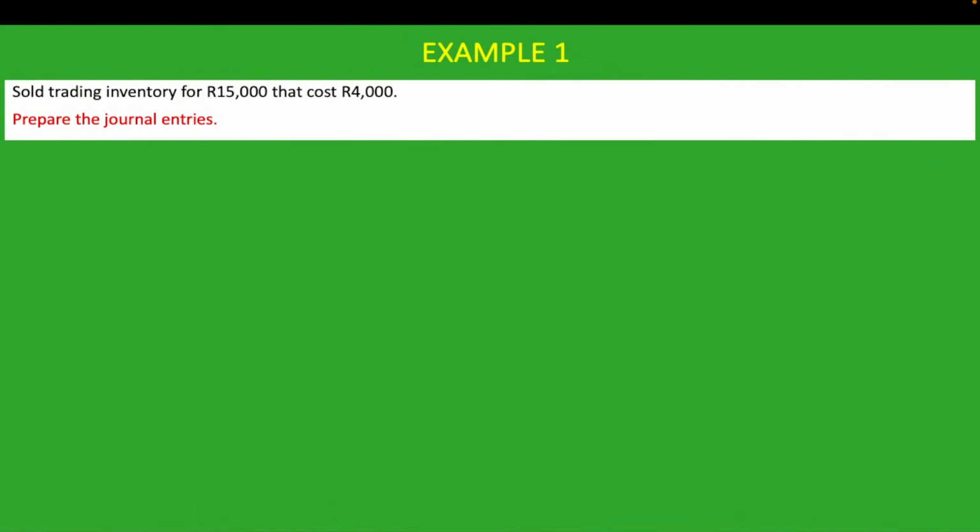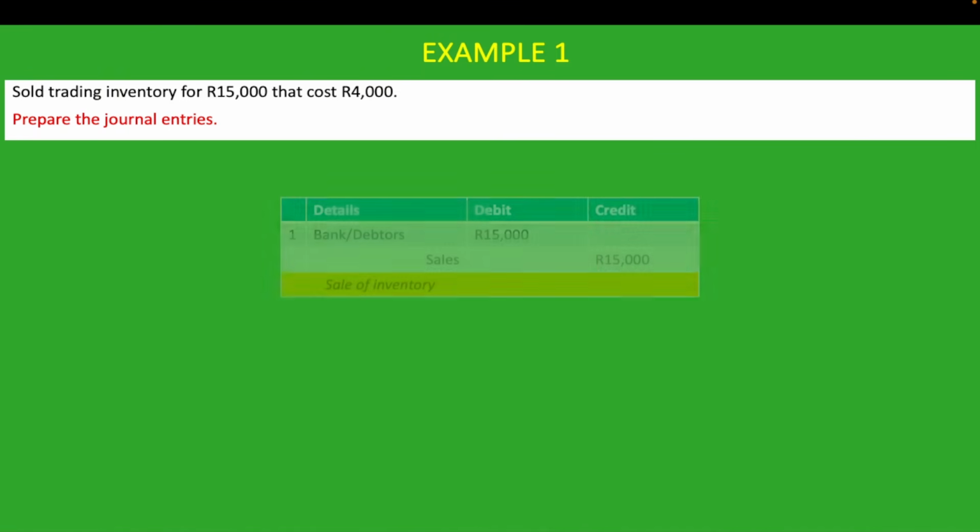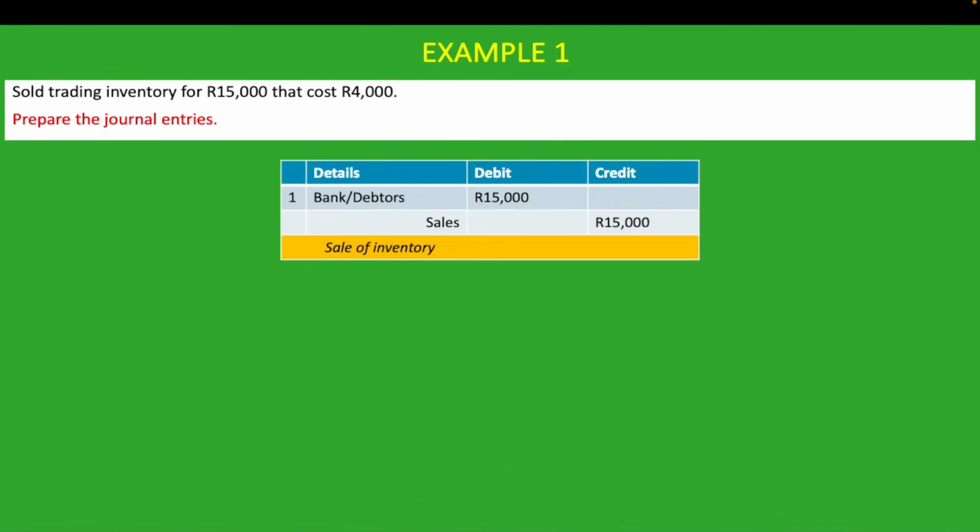And so what is our journal entry? Whenever we make a sale, we are either going to debit bank or debtors, depending on how we sold it. If we sold it on cash, we debit bank. If we sold it on credit, we debit debtors or trade receivables, and we credit sales. And here's how it's going to look. Debit bank or debtors 15,000 Rand, and credit sales 15,000 Rand, and that is for the sale of inventory. So if the person bought it on cash, as I've mentioned, you debit bank. If they bought it on credit, you debit debtors or trade receivables. And this is how you will always capture it, regardless of whether you're using the periodic inventory system or the perpetual inventory system.